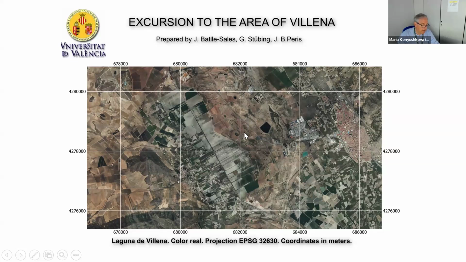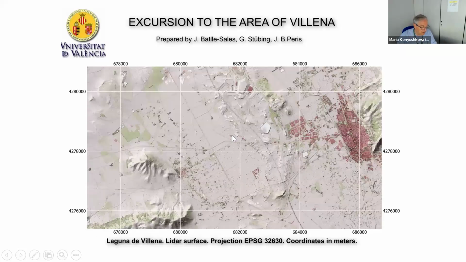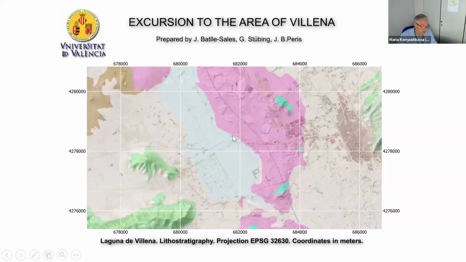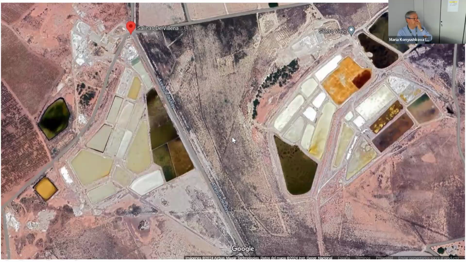Apart from that, there is a catena of vegetation, and we will observe as well a gradient of salinities. LIDAR, lithostratigraphy. Well, and this is a salt mine by evaporation that is at the north, because I told you that the water that exits from the sediments is salty, and it is used for getting salt by fractionated precipitation.